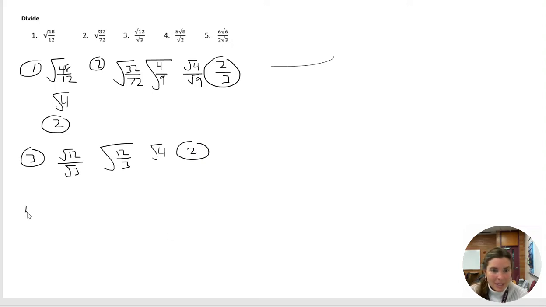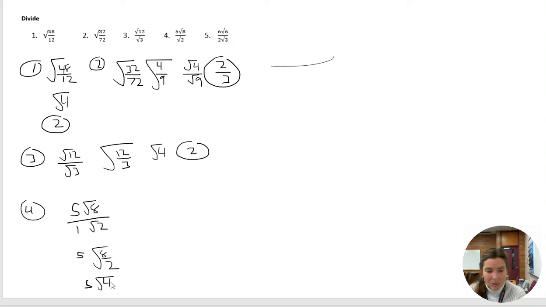Okay, let's go ahead and look at number 4. So we have 5 times the square root of 8 over the square root of 2. Remember, this is 5 over 1, so that's one fraction. And then we have the square root of 8 over 2, which I'm going to write as square root of 8 over 2 underneath one radical. The reason I'm going to do that is because 8 divided by 2 is really just 4, and the square root of 4 is really just a 2. So now what we really have is 5 times 2, which is 10.